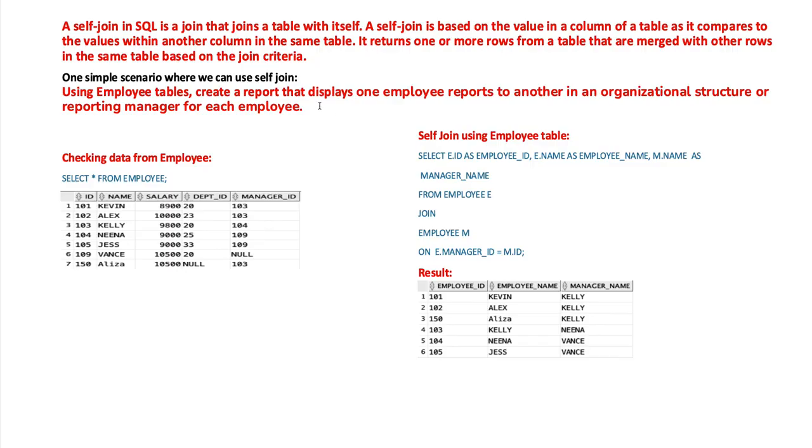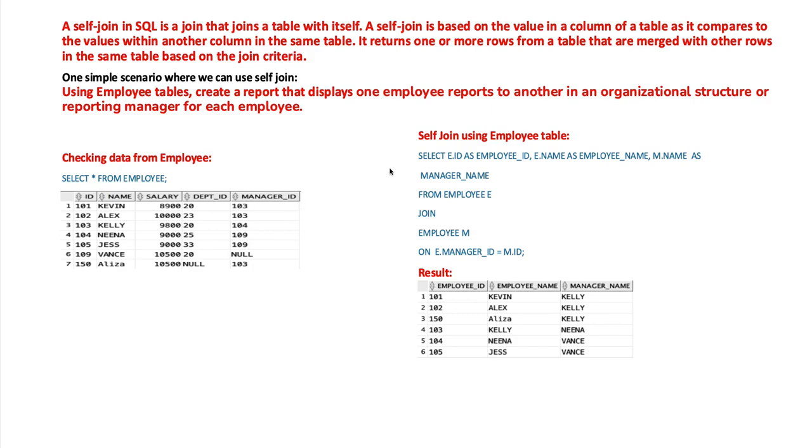To explain this question, let me identify the number of records and number of columns in this employee table. By using select star from employee, we can identify the number of records. It has only 7 records and 5 columns. Columns are ID, name, salary, department ID, and manager ID.